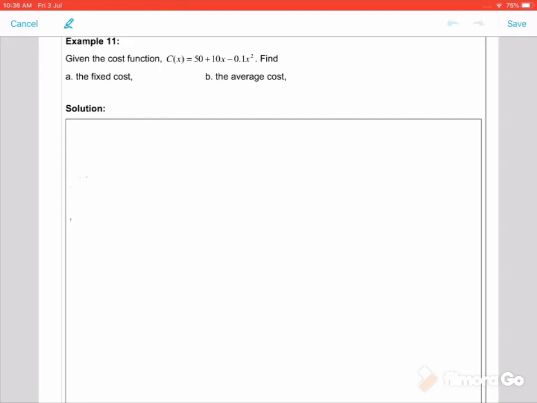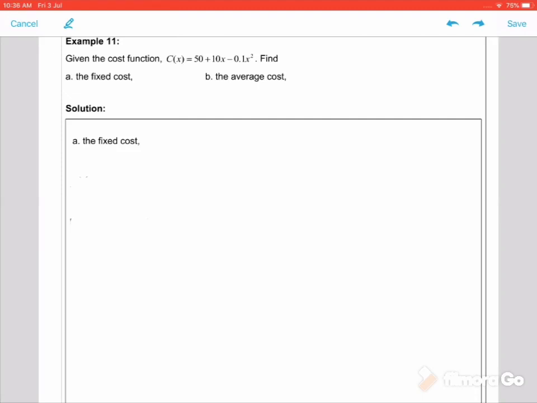Let's look at example 11. Given the cost function C(x) = 50 + 10x - 0.1x². Find A, the fixed cost, B, the average cost. Okay, let's look at question A. Find the fixed cost.